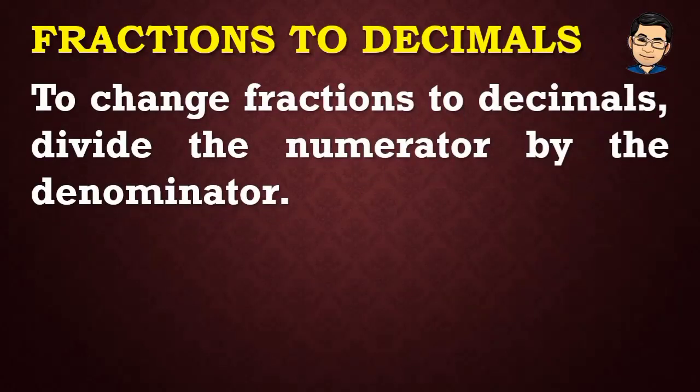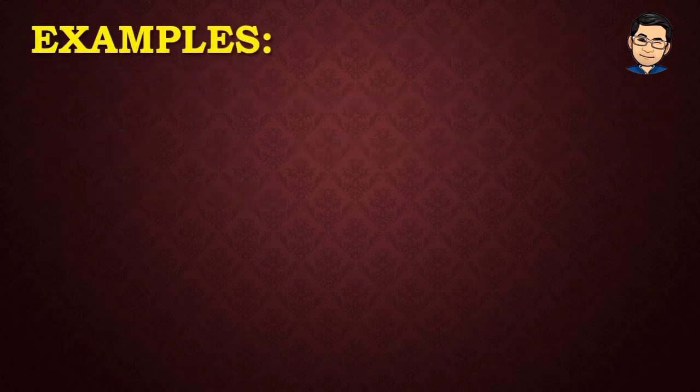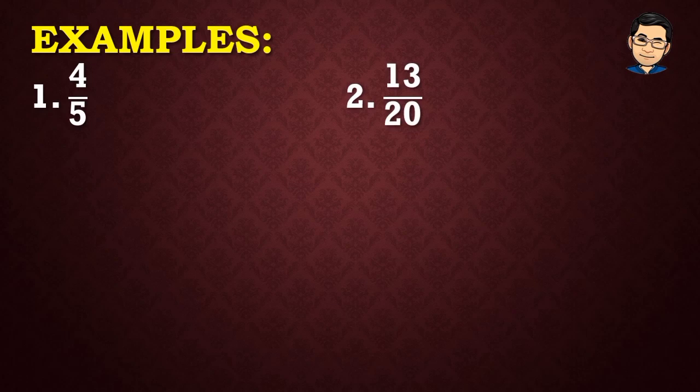So, how do we change fractions to decimals? In order to change fractions to decimals, we need to divide the numerator by the denominator. So, let's have examples. Number 1, 4/5. So, ang gagawin natin dito, yung numerator, i-divide natin sa denominator. So, ang numerator natin dito is yung 4, and then yung denominator natin is yung 5. So, pag sinulat natin siya, ganito dapat, 4 divided by 5. Yung 4, yung numerator, dapat nasa loob. Mag-a-act siya as dividend. Yung mag-a-act naman as divisor is yung denominator, which is 5.